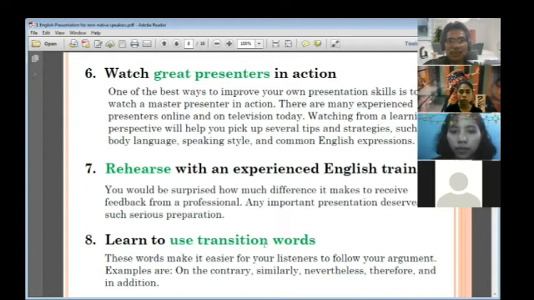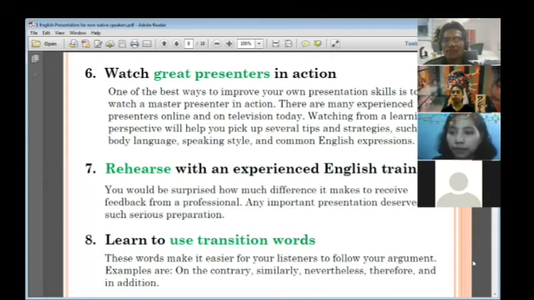Learn to use transition words. Nah, ini, these words make it easier for your listener to follow your argument. Example, on the contrary, ya. Kalau kita mengatakan on the contrary, di benak listener itu biasanya ada sesuatu, there is something, what is it? Something contradicting, ya. You know what I mean, class?